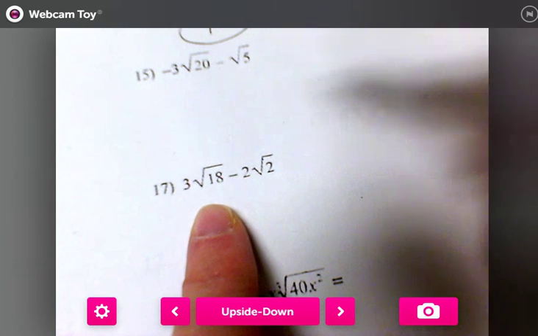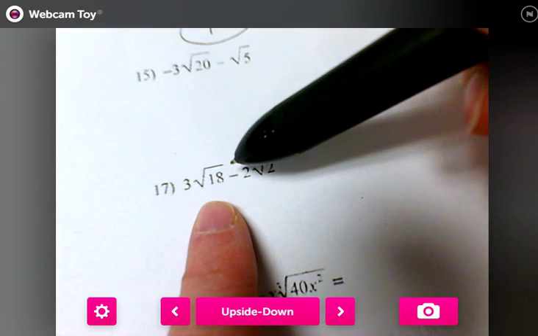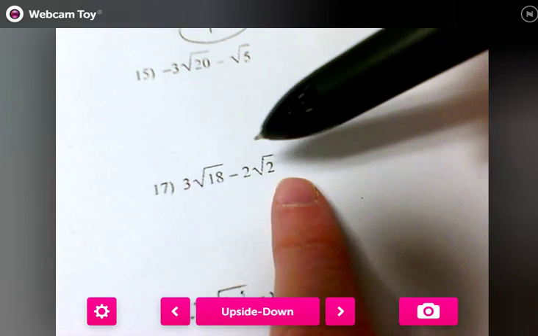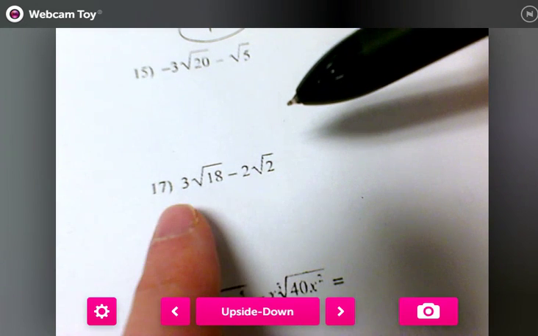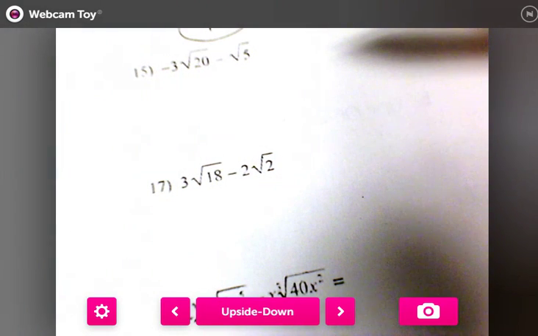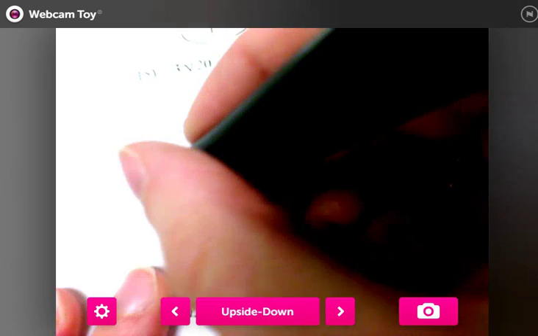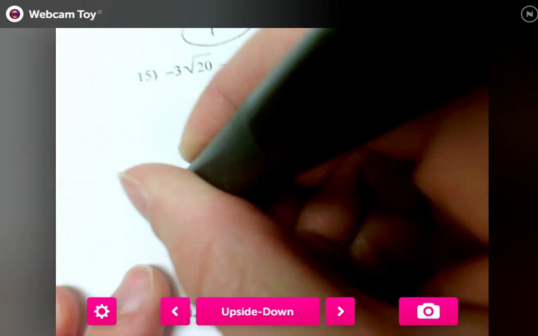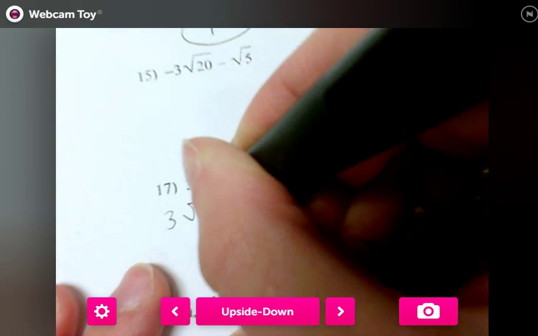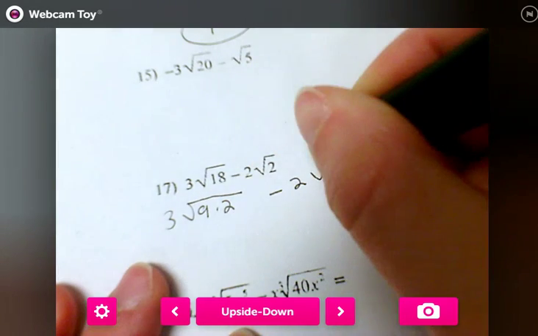All right. Now, do you see that that's the square root of 18? And that's the square root of 2. We want them both to say the square root of 2, right? We want them to say whatever the smaller one is. Okay. What times 2 gives me 18? 9. Is 9 a perfect square? Yes. Okay. So we go 3 square root 9 times 2 minus 2 square root 2.